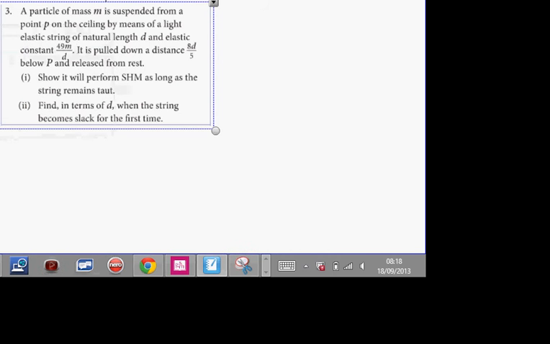A particle M is suspended from a point P on a ceiling by means of a light elastic string of natural length d and elastic constant 49m over d. It is pulled down a distance 8d over 5 below P and released from rest. Show that it will perform simple harmonic motion as long as the string remains taut.